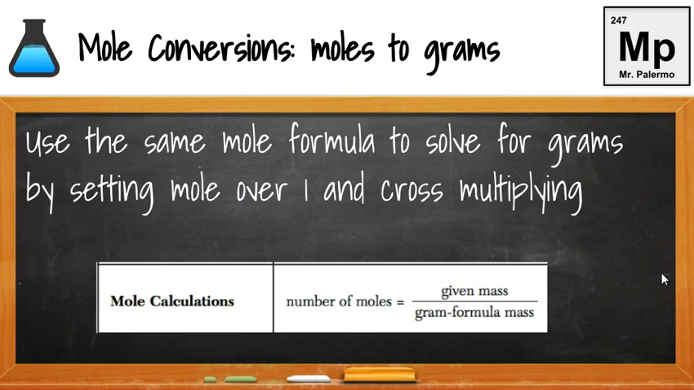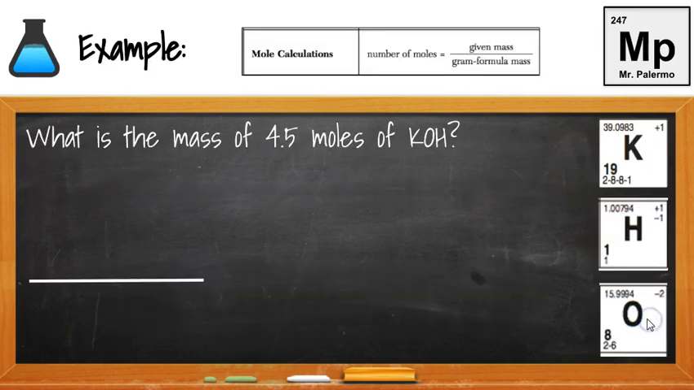Okay, now what happens if you're given the number of moles and you want to figure out how many grams that is? We're going to use the same calculation, the same mole formula, but now we're going to be solving for the given mass. So we're going to put the number of moles over 1 and cross multiply. So let's see an example of that. What is the mass of 4.5 moles of potassium hydroxide, KOH?